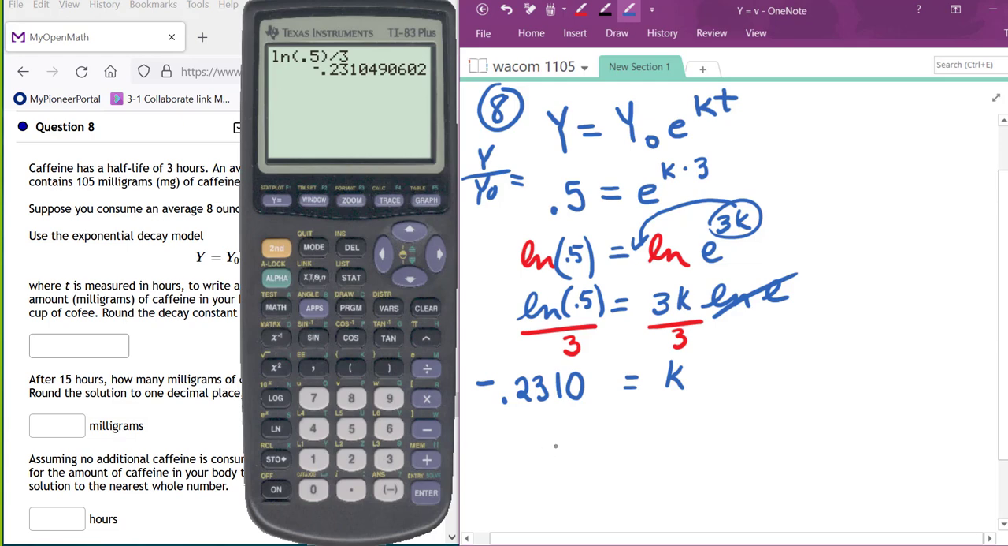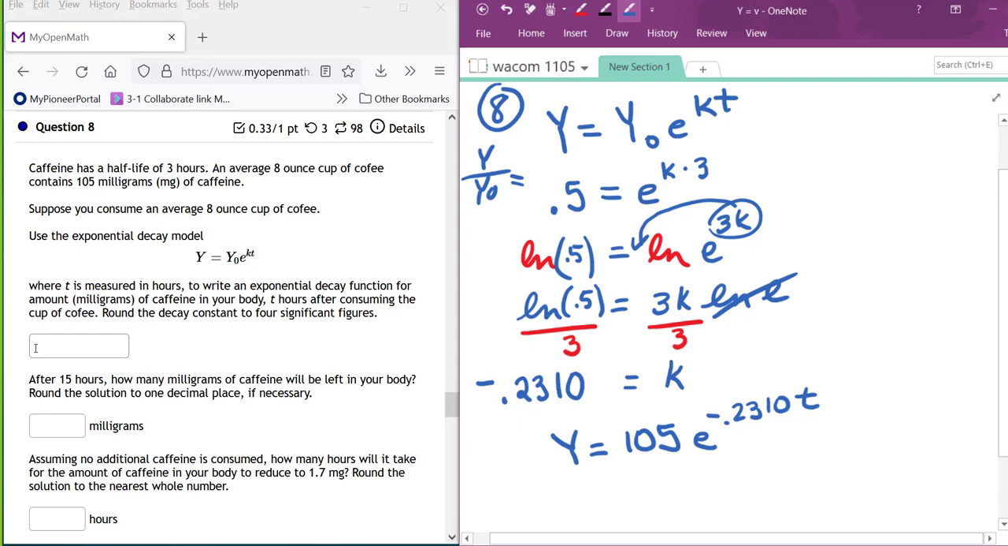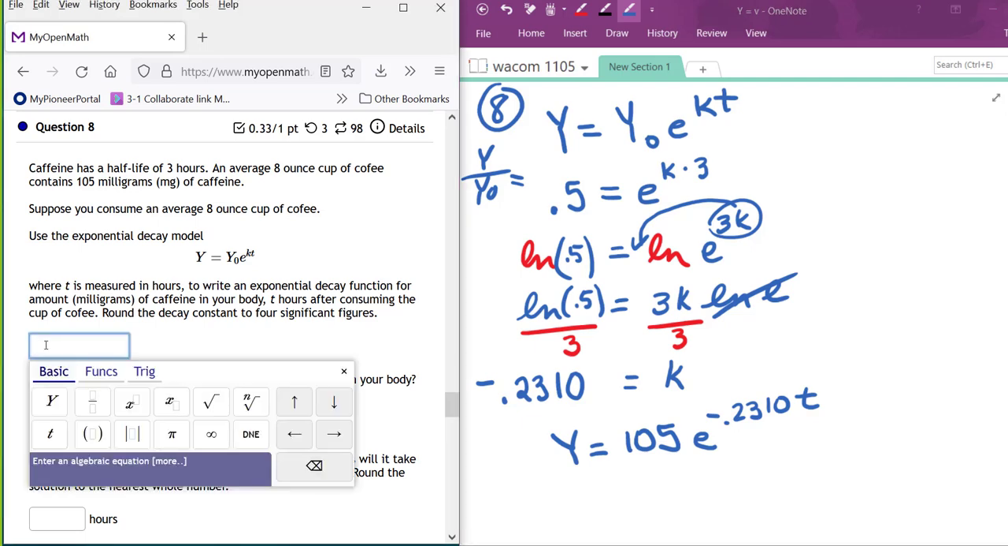So y will equal our initial, which is 105, because that's what the model's based on, so it needs to be in there, e to the negative 0.2310 t. Because here you can put different t's. And it is not giving me a key, because I worked this once before. So I am going to type it in.